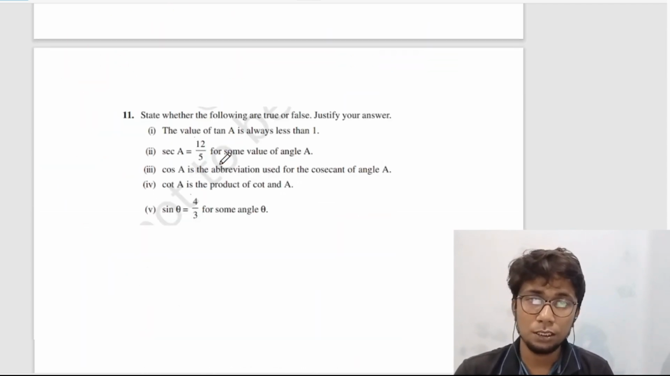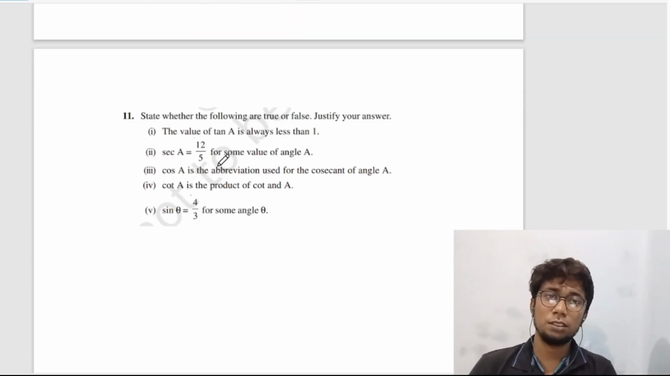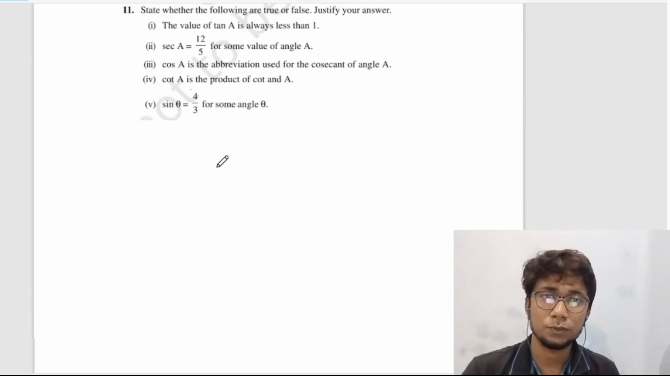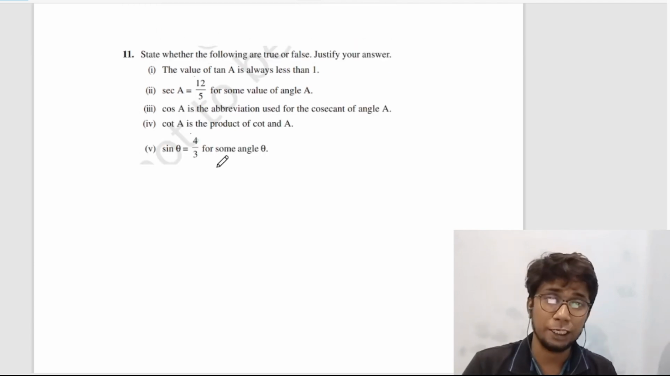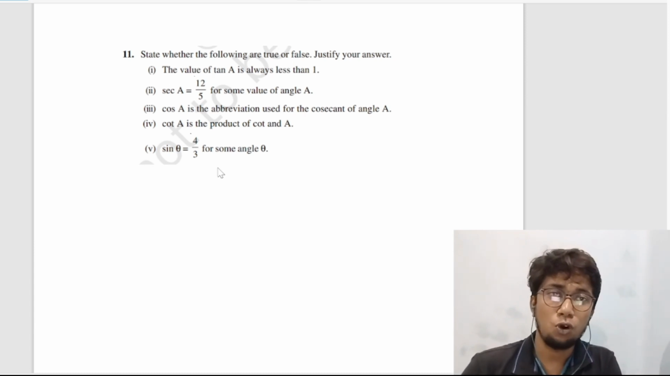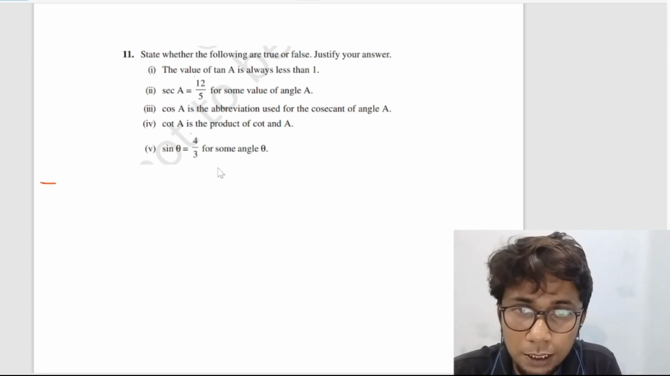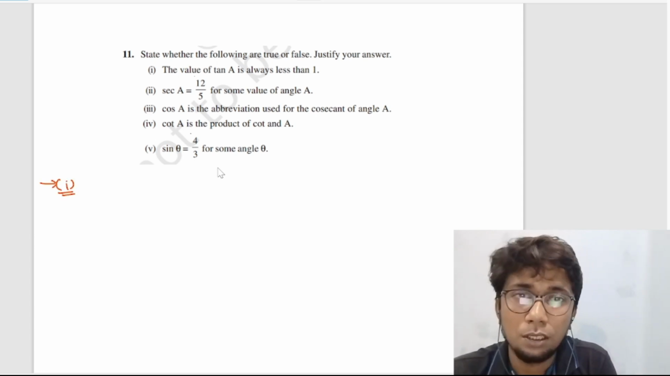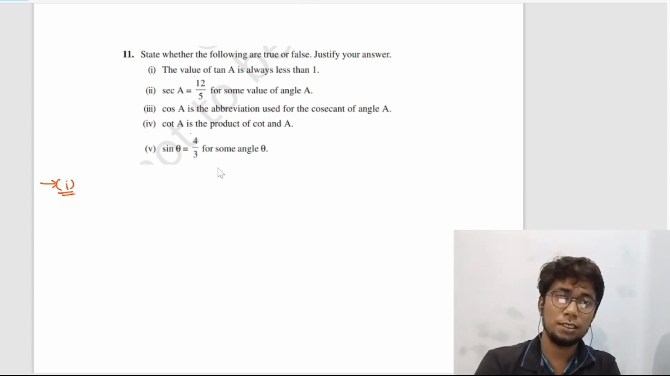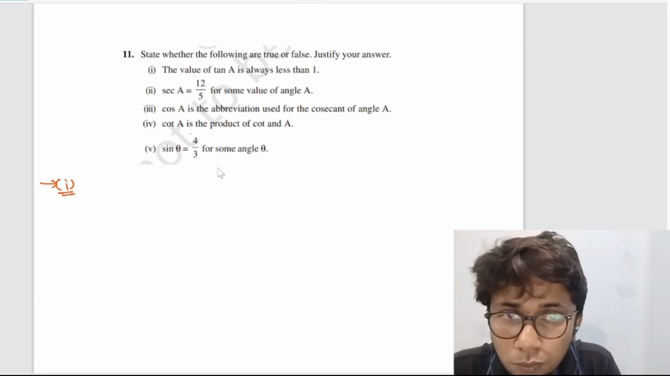I think this is our question from exercise 8.1. Okay, let's see, what do we have to check? State whether the following are true or false and we have to justify. Fine. So let's see the first. The value of tan A is always less than 1. Is it so? Do you think the value of tan A is always less than 1?